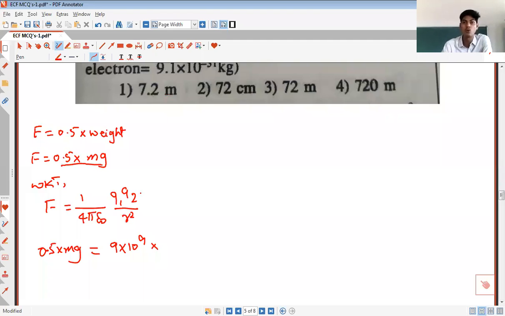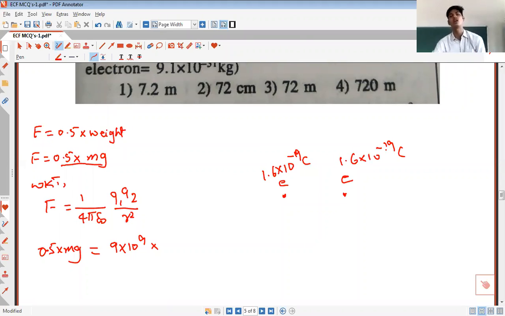We are given the force between two electrons, and we know the magnitude of charge on an electron. The magnitude of charge on an electron is 1.6 into 10 to the power of minus 19 coulomb. I have told you, do not consider the sign of the charge while calculating the Coulomb force, right? Just consider the magnitude. They are separated by a certain distance r, which we do not know. We need to calculate this distance.